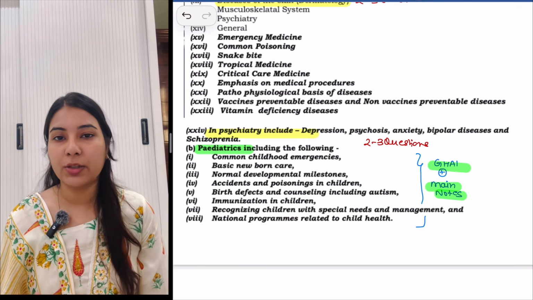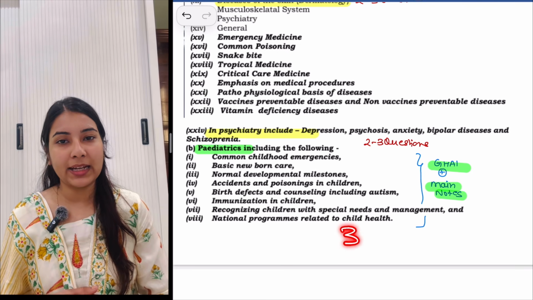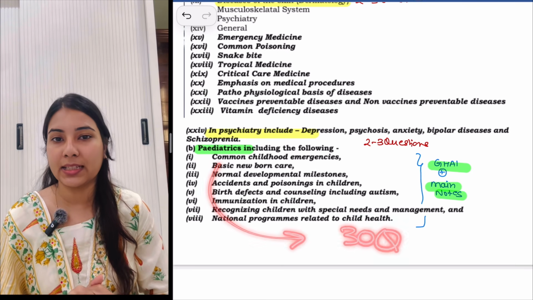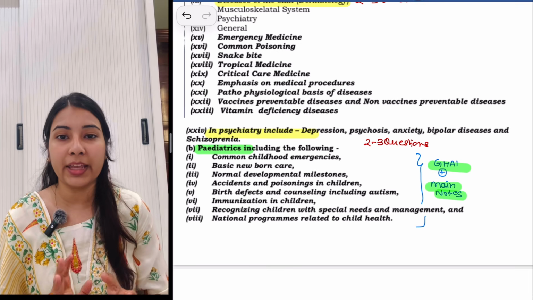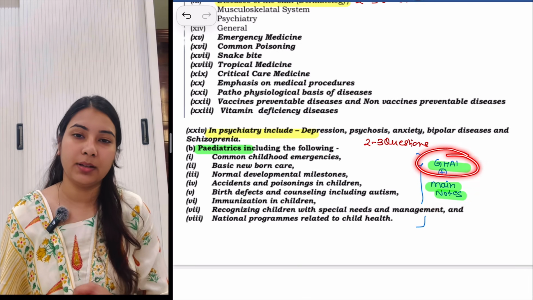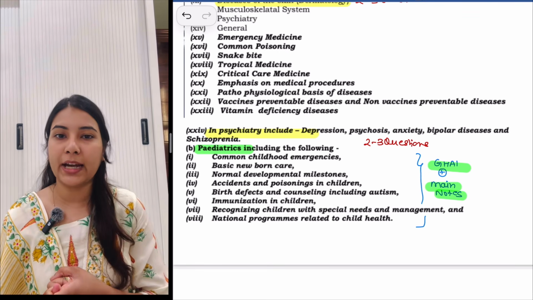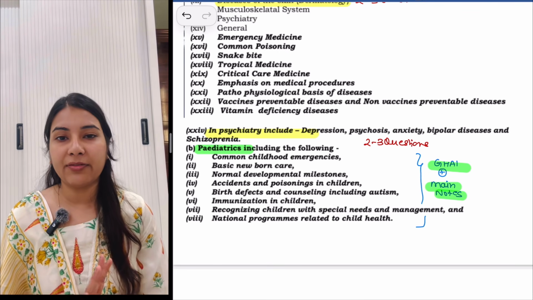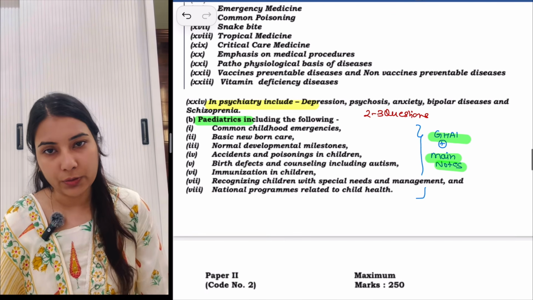So for pediatrics you get 30 questions, and according to me I think the pediatrics that is asked in UPSC CMS is a little tricky. So for that you need to refer to main notes, and you also need to have the OP Ghai book for that, and you need to refer to some parts like feeding and everything from OP Ghai also.